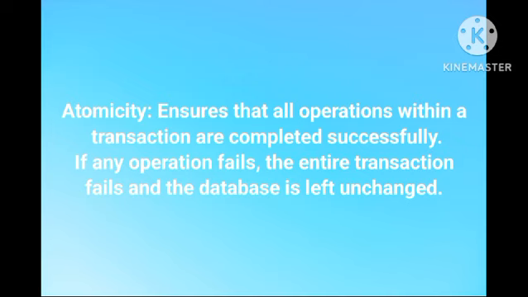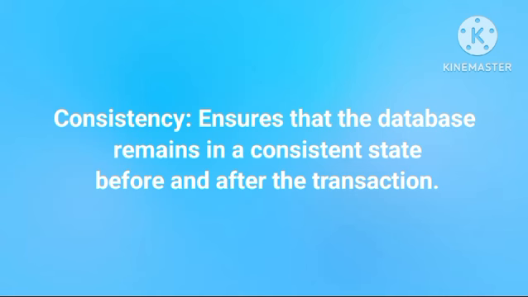Atomicity ensures that all operations within a transaction are completed successfully. If any operation fails, the entire transaction fails and the database is left unchanged. Consistency ensures that the database remains in a consistent state before and after the transaction.